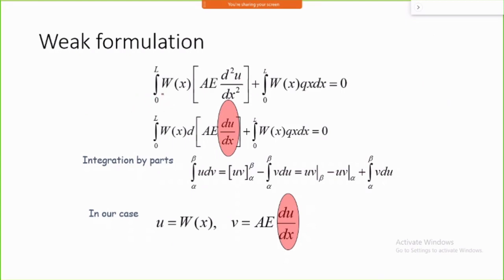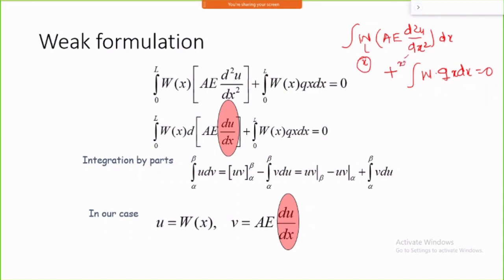In this integration, you can observe this is W times d2u by dx square, which is one part of the differential equation. The second part is W times q x is equal to 0. When we are going to integrate, W is also a function of x, u is also a function of x. So we have two functions multiplying each other. This du and W are two functions, and when they are multiplied with each other, we need to use integration.